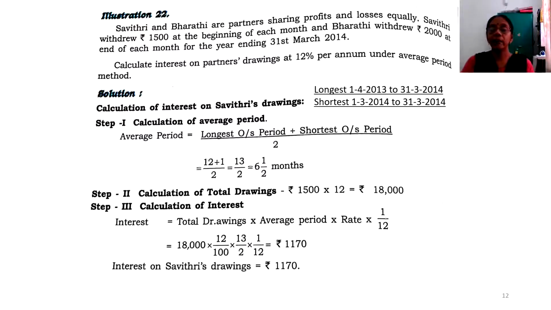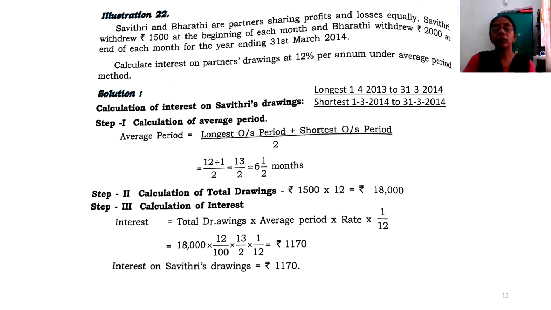Now in the descending way, 1st April, 1st May, 1st June. When is our last withdrawal going to happen? 1st of March. So 1st of March 2014 till 31st March 2014 is going to be a period of 1 month. So the longest is 12 months and the shortest is going to be 1 month. If you ascertain the average on this, it would give you 13 by 2. You can retain it as it is or 6.5 months.